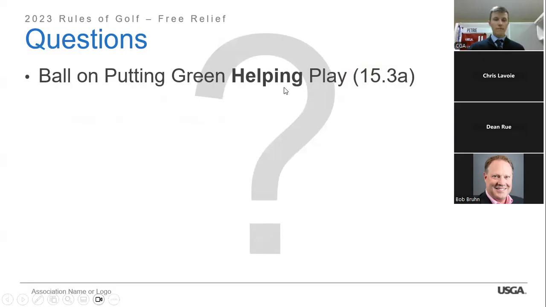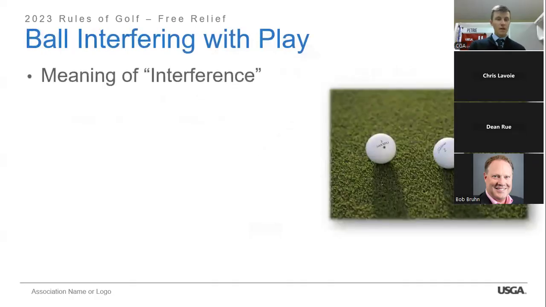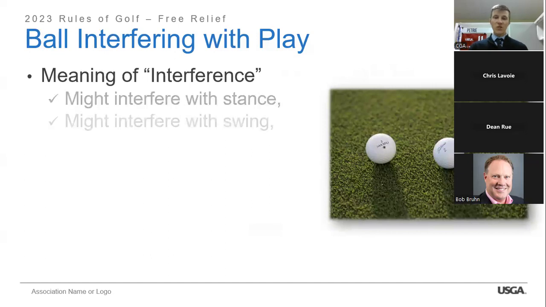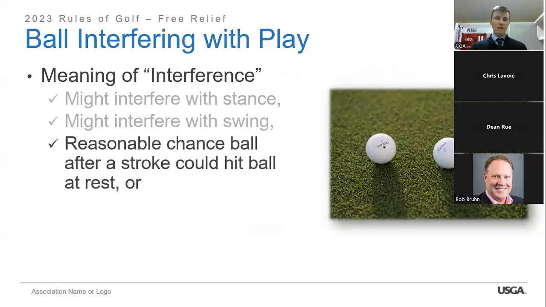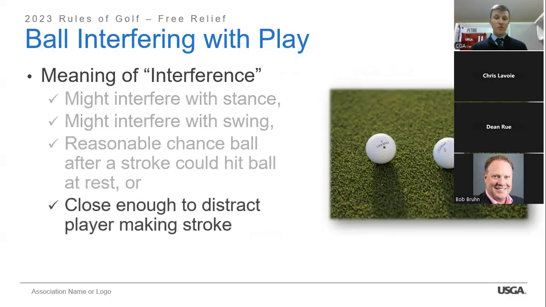We're going to talk about interfering next. We have quite a bit to cover tonight, so I'm trying to keep things moving. So, the meaning of interference. This could be stance, swing, in the vicinity where your stroke may hit the ball at rest, or even just enough to distract. This could be in the general area, anywhere where a playing partner's ball or anyone's ball is close enough where it interferes with any of those things.